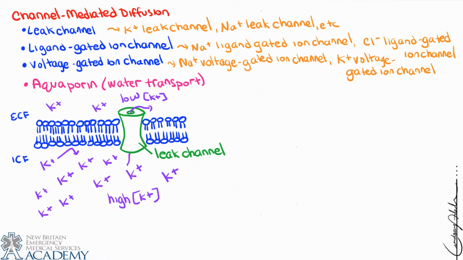So the leak channel is very much a tunnel, and the tunnel or the channel will allow the potassium to move through the membrane. So the first question is, why does the potassium want to move? And the answer is because it wants to eliminate the gradient. So the reason the potassium moves through the membrane is to eliminate the gradient.